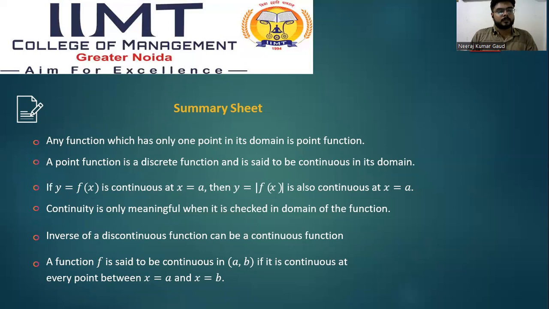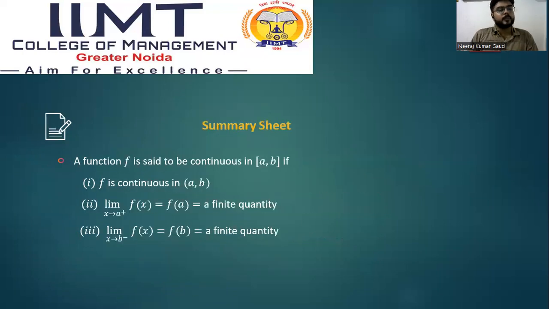A function f is said to be continuous in open interval if it is continuous at every point between x equal to a and x equal to b. A function f is said to be continuous in a closed interval if f(x) is continuous in open interval (a, b), limit x tends to a plus f(x) is equal to f(a), a finite quantity, and limit x tends to b minus f(x) equal to f(b), a finite quantity.